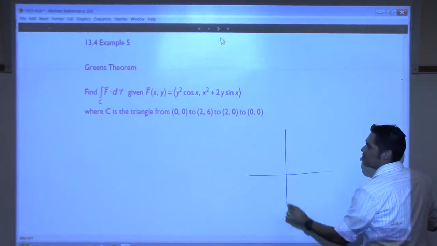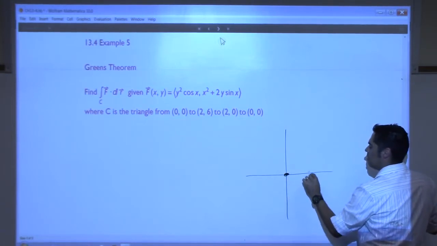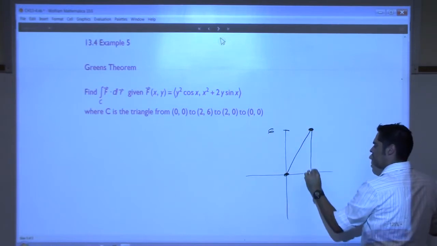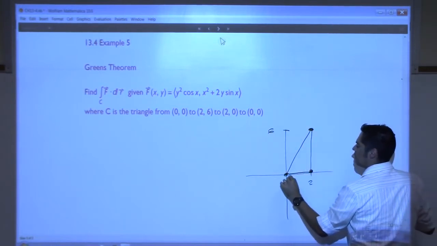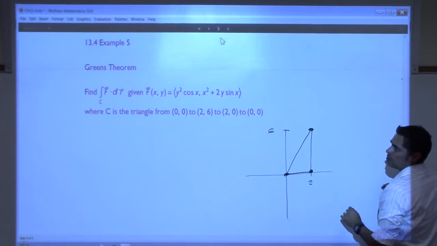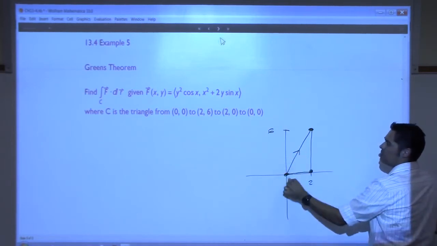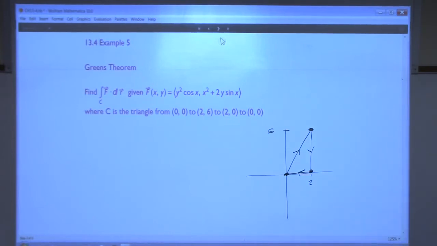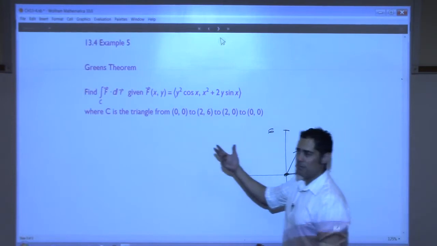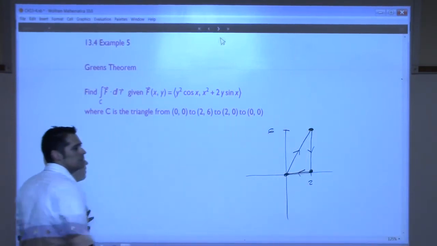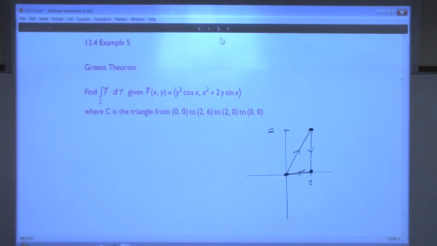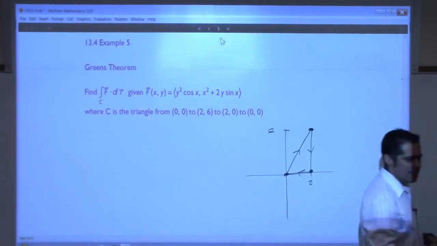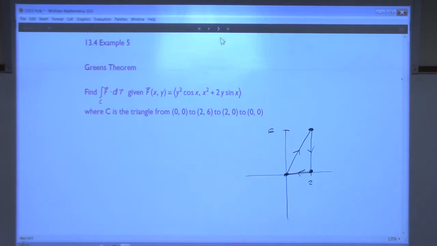I'm just going to show you what this curve is real quick. 0, 0 to 2, 6. Back to 2, 0. Back to 0, 0. So you've got this curve that goes from 0, 0 up to here, down to here, and back over, like that. And you're trying to find basically the work done. Here's a vector field. And I'm going to offer this as a bonus due next class at the beginning of class, because I haven't really talked about how you would do this. I want to see if anyone can get it.